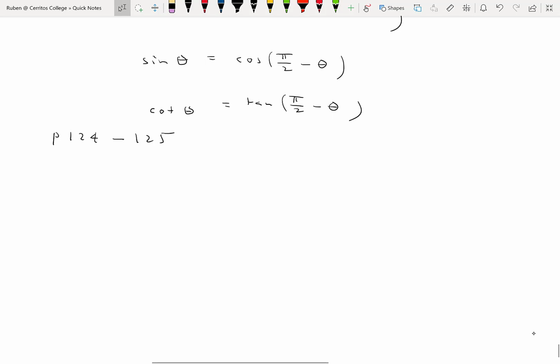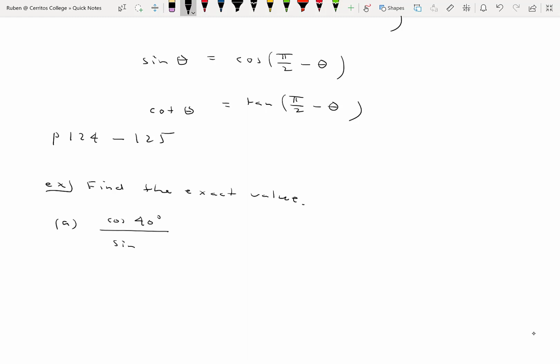Okay, so here's our last example to finish up the section. Example. Find the exact value. A. Cosine of 40 degrees over the sine of 50 degrees. Well, each of these numbers, cosine of 40 degrees and sine of 50 degrees, are very complicated numbers individually. We would need a calculator to compute those numbers individually. However, I know that cofunctions of complementary angles are equal. 40 and 50, they're complementary angles. They add up to 90 degrees. Complementary angles add up to 90 degrees.